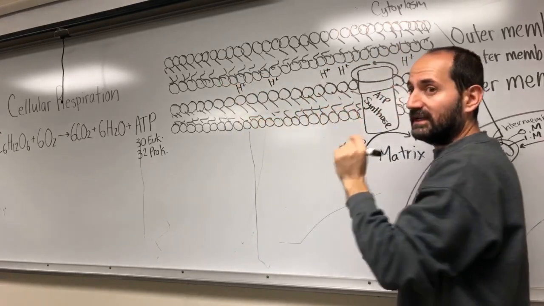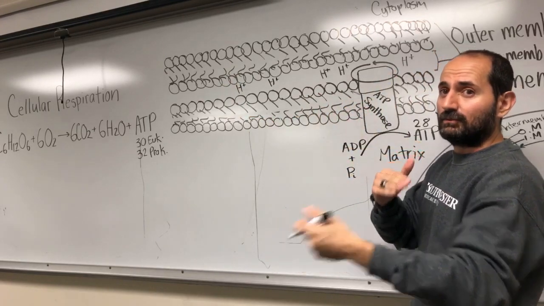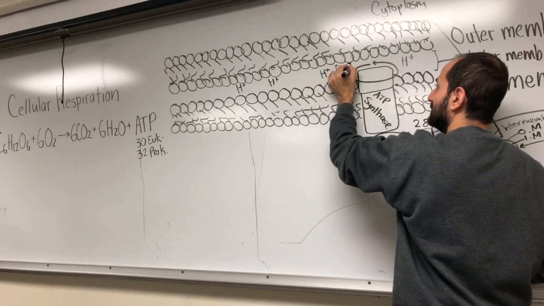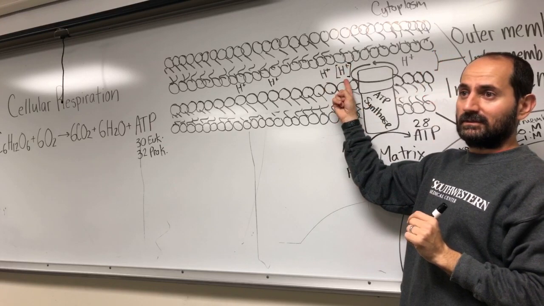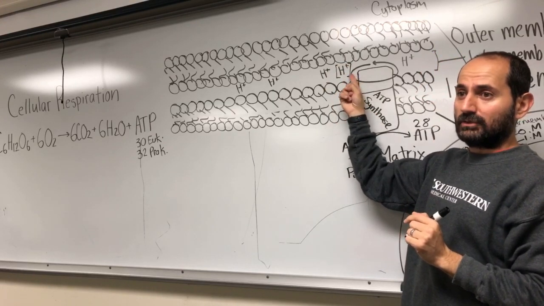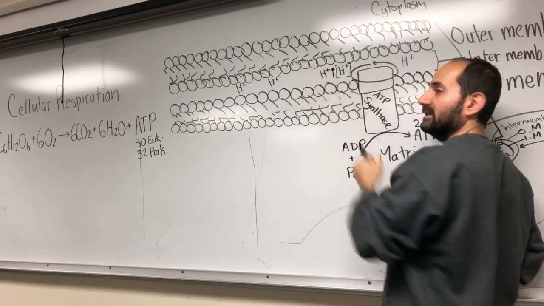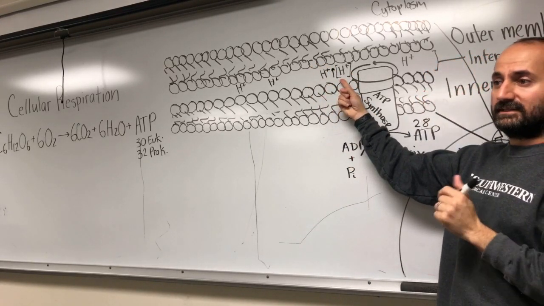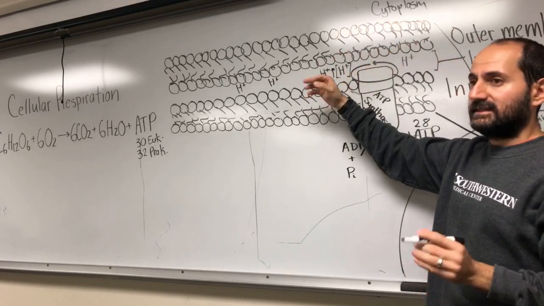The way you say a high concentration of something is you put brackets like this. The brackets mean concentration, and there's a high concentration of protons, so you put an up arrow. There's a high concentration of protons here in the intermembrane space. So what does that mean? There's a whole lot of protons in the intermembrane space.